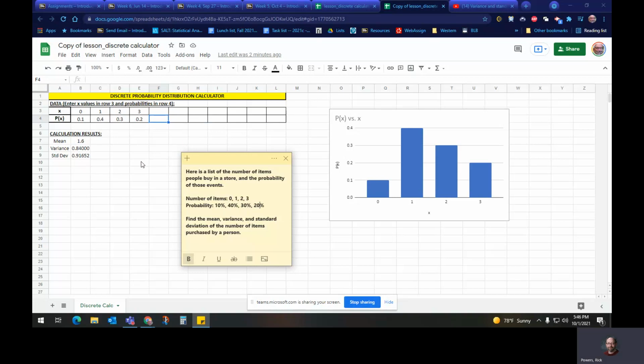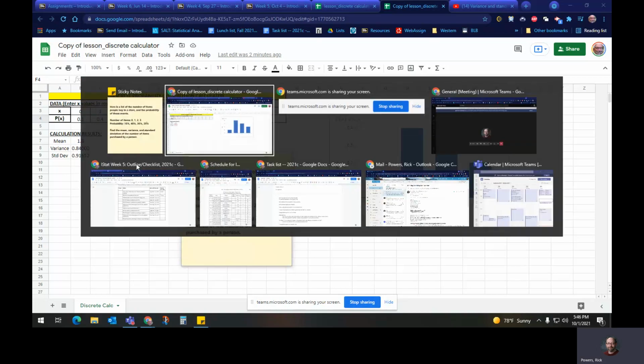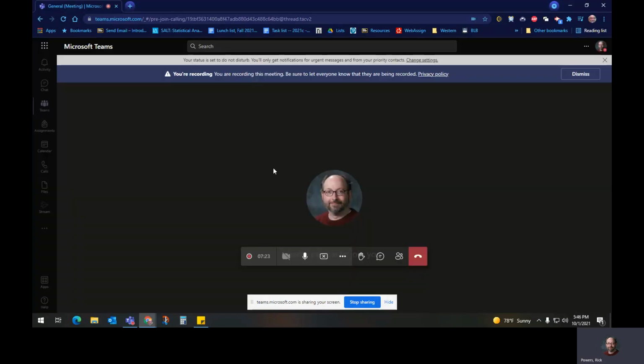All right, so that's how to use this Google spreadsheet to find calculations regarding discrete probability. There is also an Excel spreadsheet, which is very much the same, which you could use. I prefer using Google. So hopefully that makes sense to you. Please let me know if you have any questions about this at all.